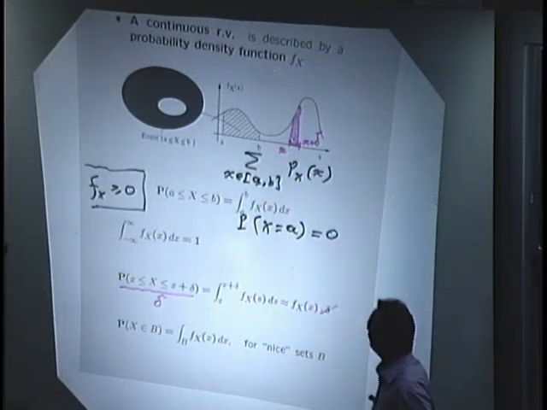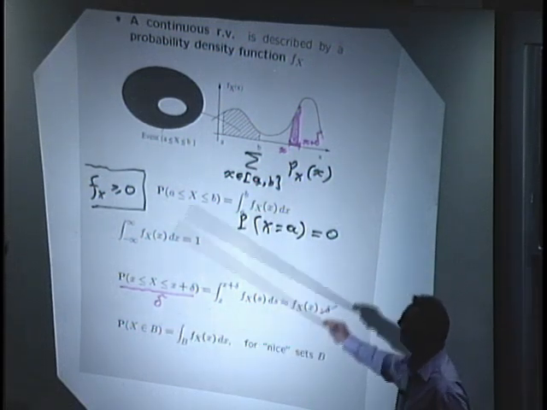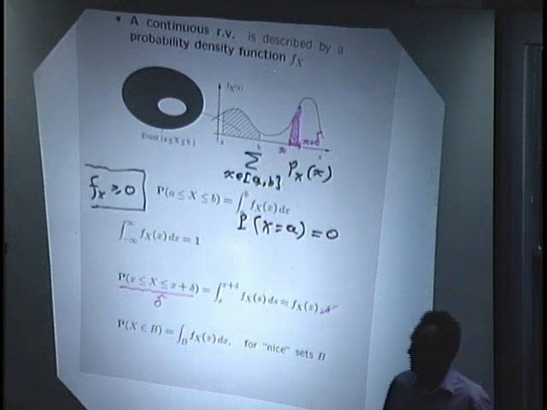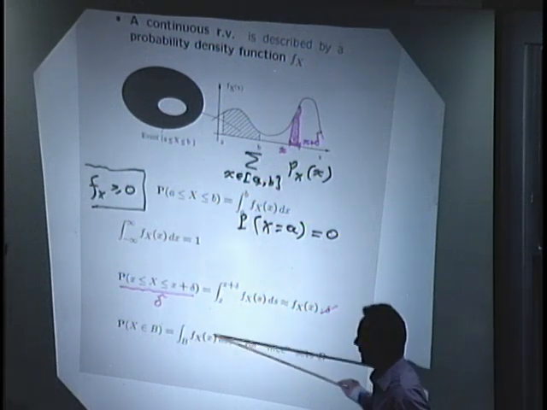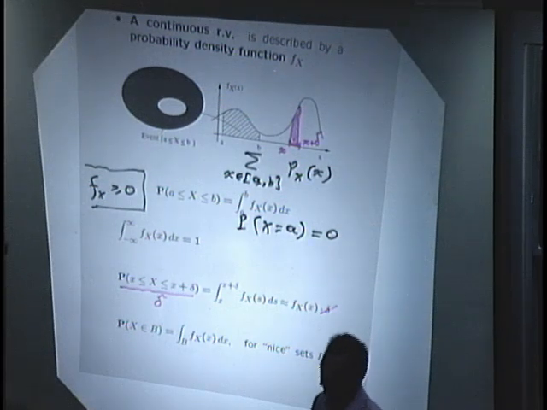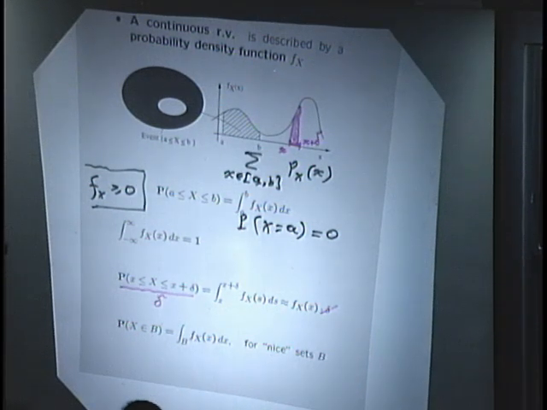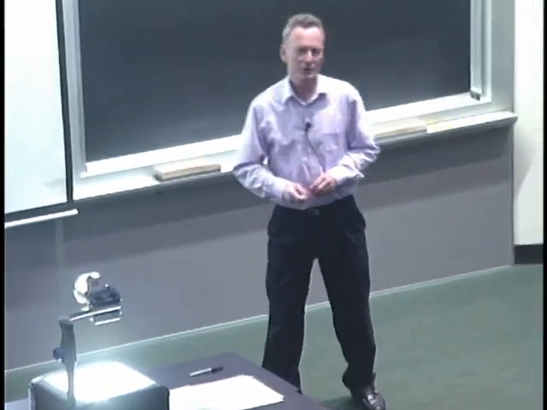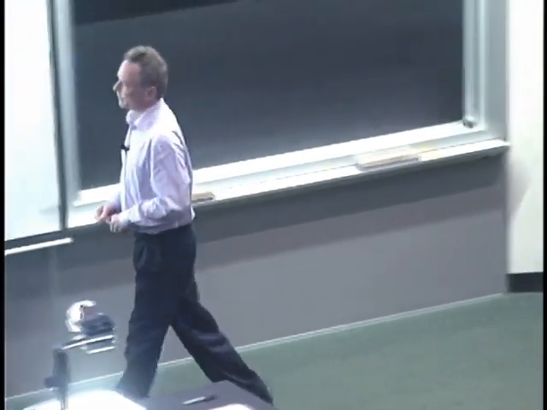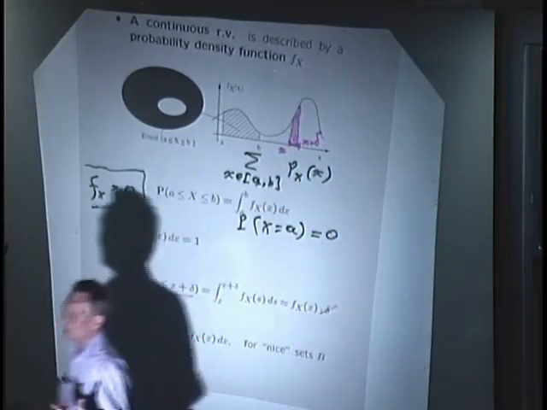Now, the density prescribes for us the probability of intervals. Sometimes we may want to find the probability of more general sets. How would we do that? Well, for nice sets, you will just integrate the density over that nice set. I'm not quite defining what nice means. That's a pretty technical topic in the theory of probability. But for our purposes, usually we will take B to be something like a union of intervals.